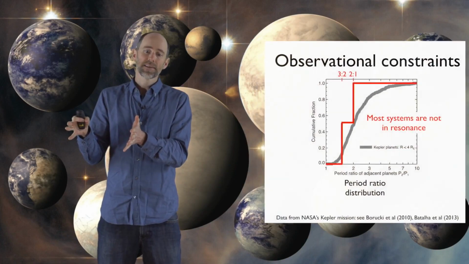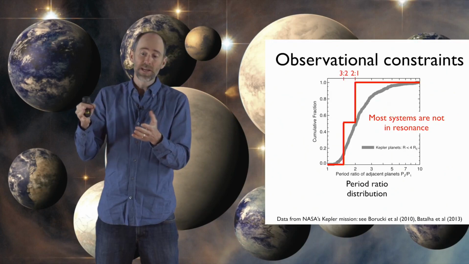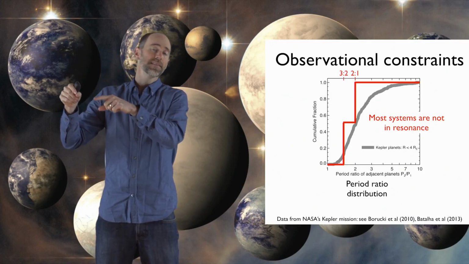So if half of all super-Earths, just as an example, were in 3-to-2 and half were in 2-to-1, instead of that smooth period ratio distribution, you'd have this staircase kind of function instead.